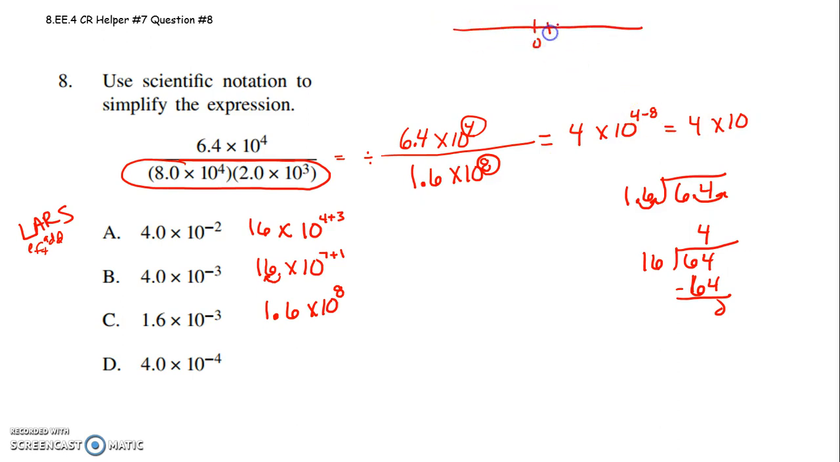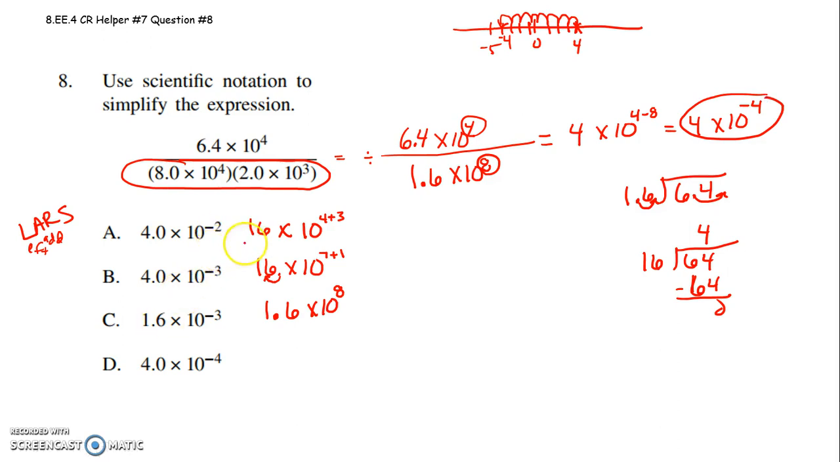Here's 0, 1, 2, 3, here's 4, negative 1, negative 2, negative 3, negative 4, negative 5. If you have to do 4 minus 8, you start at 4 and you move 1, 2, 3, 4, 5, 6, 7, 8 to the left. That gets you to negative 4. So 4 minus 8 is a negative 4. So your final answer is 4 times 10 to the negative 4th.